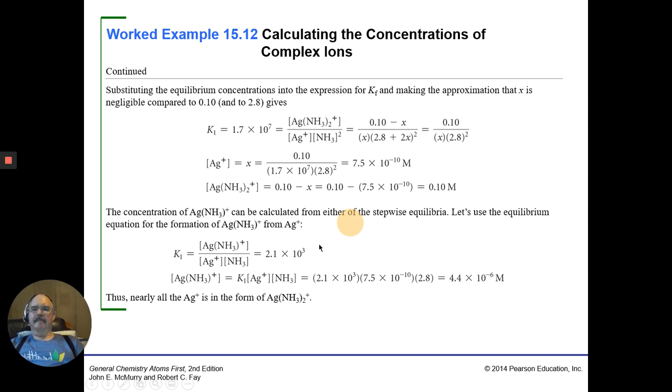And then we can calculate the concentration of the intermediate from the K1 value as shown here. The comment here is that nearly all of the silver is in the form of the diamine silver complex. And that's clear from the values that we got for our calculation.